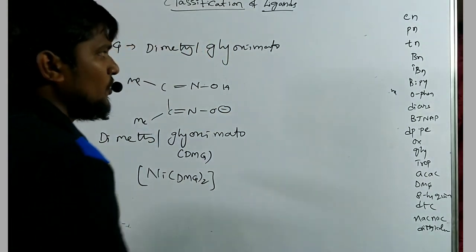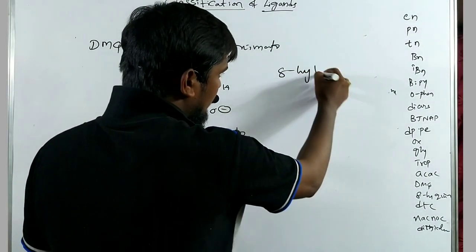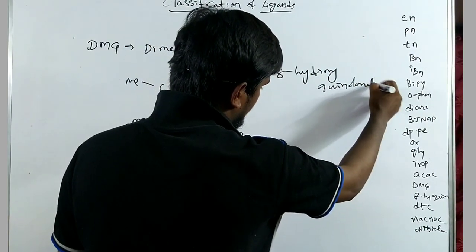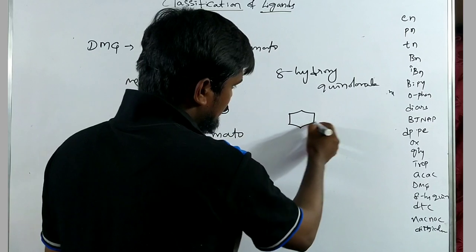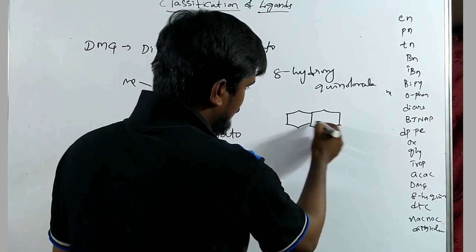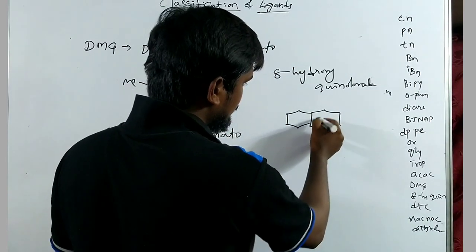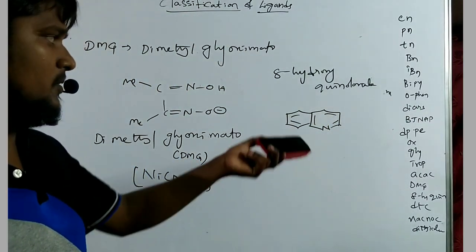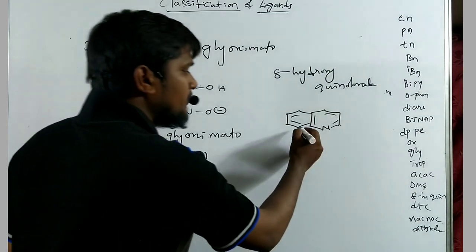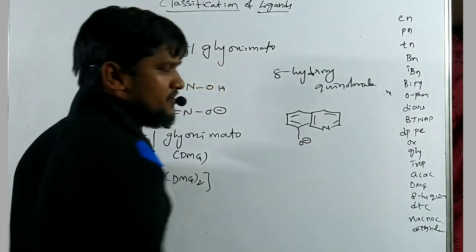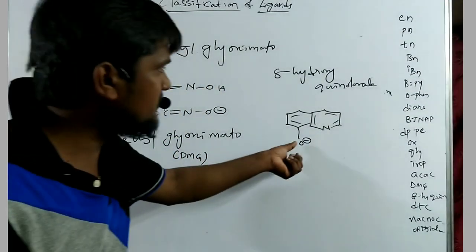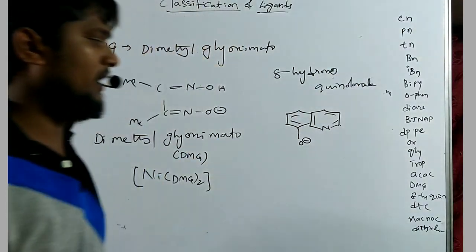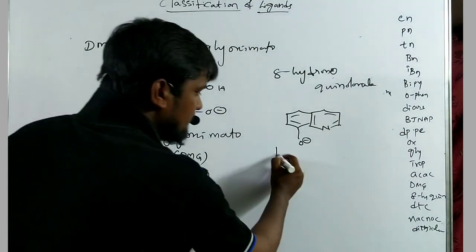Again, 8-hydroxyquinolinate: the structure of quinoline is like this. Quinoline is an antimalarial drug pharmacophore. Quinoline having O minus at the 8th position is why it is called 8-hydroxyquinolinate. Next one is DTC.